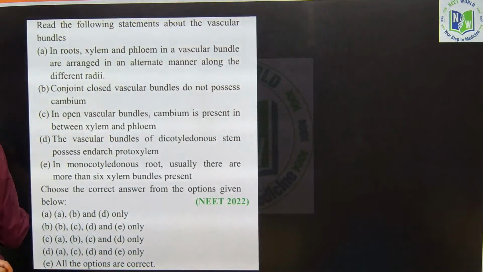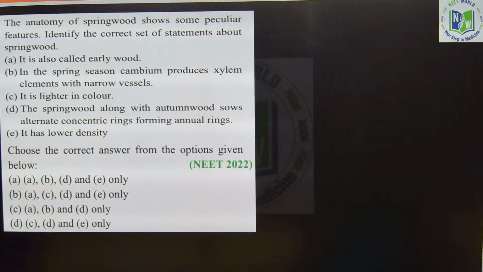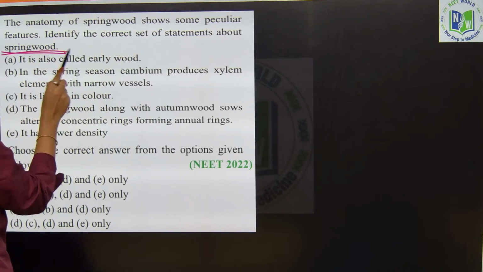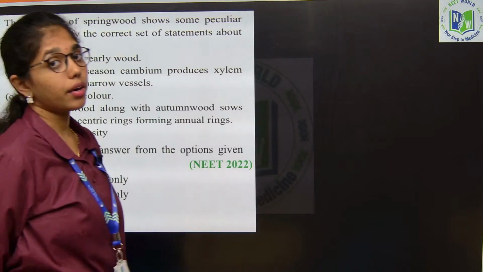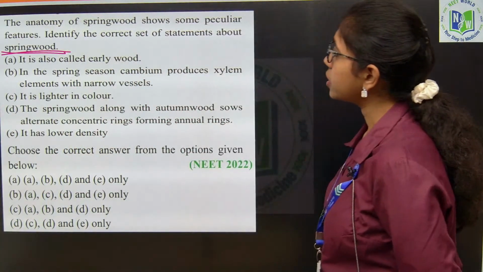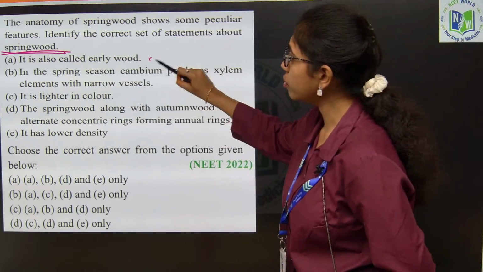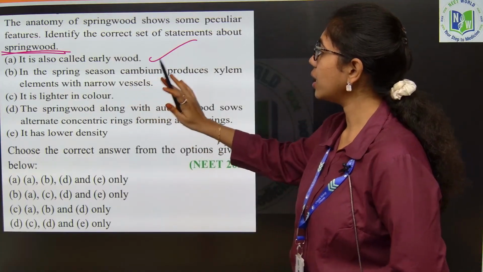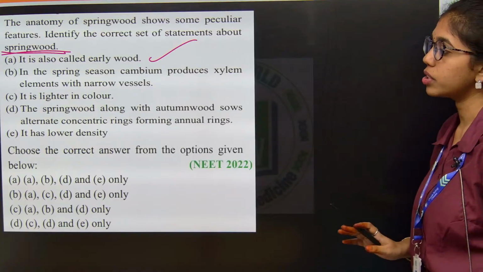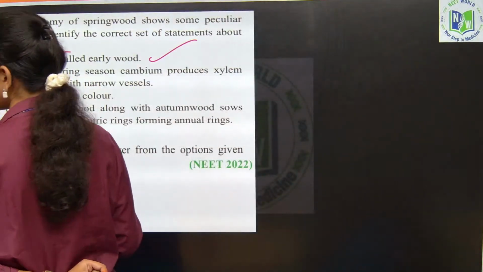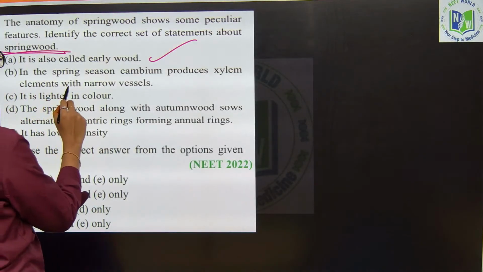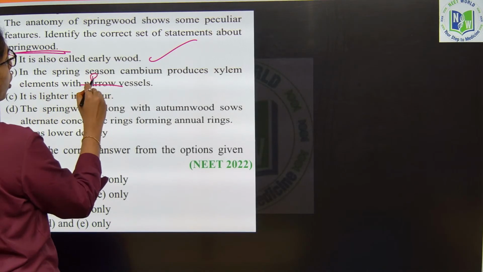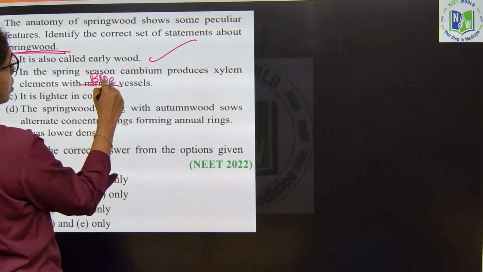Next question. Here, the anatomy of spring wood shows some peculiar features. Identify the correct set of statements about spring wood. The first: spring wood is also called early wood. True. Autumn wood is late wood. In the spring season, cambium produces xylem elements with narrow vessels. Wrong. In spring season, cambium produces xylem elements with broad vessels, not narrow vessels.